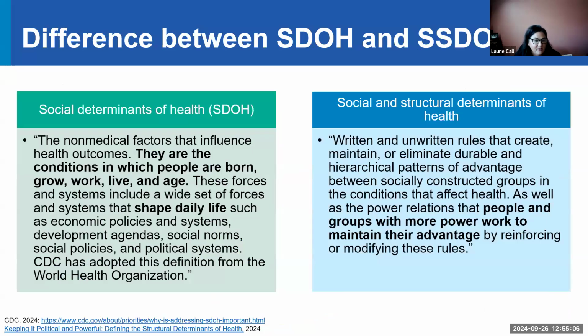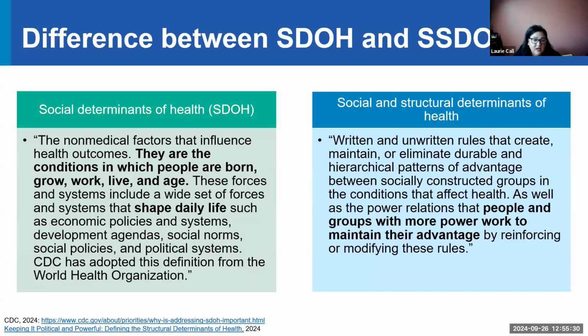I just wanted to point out really quickly, this is really a supplemental piece for you. I won't spend a lot of time on it, but looking at the difference between social determinants of health and social and structural determinants of health. So social determinants of health are non-medical factors that influence health outcomes. So conditions in which people are born, grow, work, live, and age.